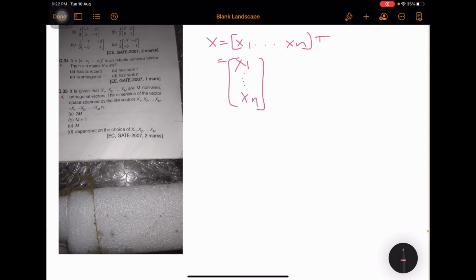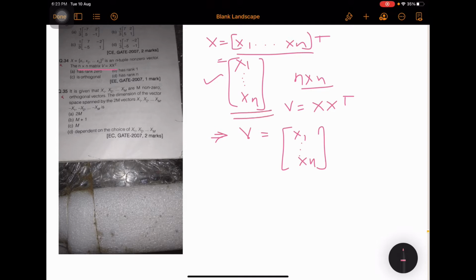Next, you have to find this n cross n matrix, which is V equal to x into x transpose. That means now my V will become, this is my x, x1 up to xn, and x transpose means its transpose, that is x1 x2 up to xn. Now when you multiply this, what will you get? This has n rows and one column, this has one row and n columns, so the resultant will be an n cross n matrix.